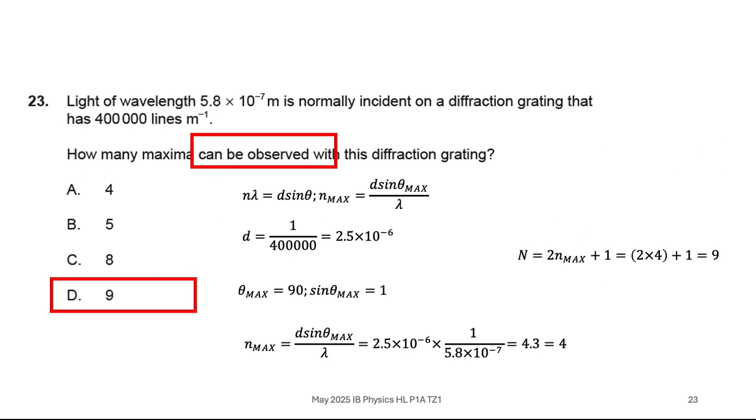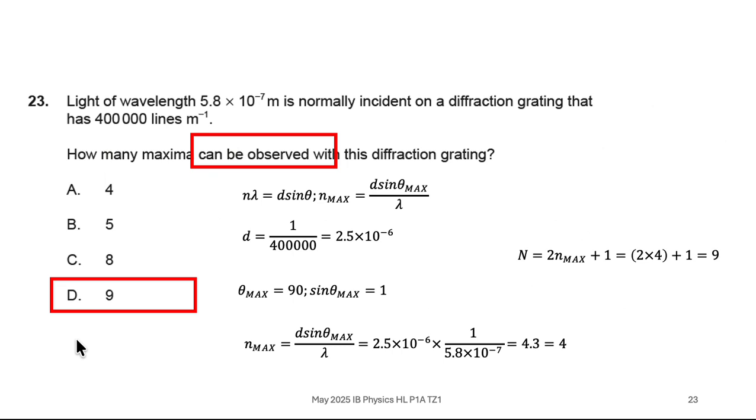Now again, strategies. If we're thinking about this kind of question, you notice that we've got 2n plus 1. Well, that is always going to give you an odd number. So it means that 4 and 8 are immediately ruled out. And if you think about that, actually 4 and 8 could have been two of the more obvious answers to get here. 4, because that's what we get from our maxima and from our calculation, and 8, because that's double, but we've forgotten the central one.